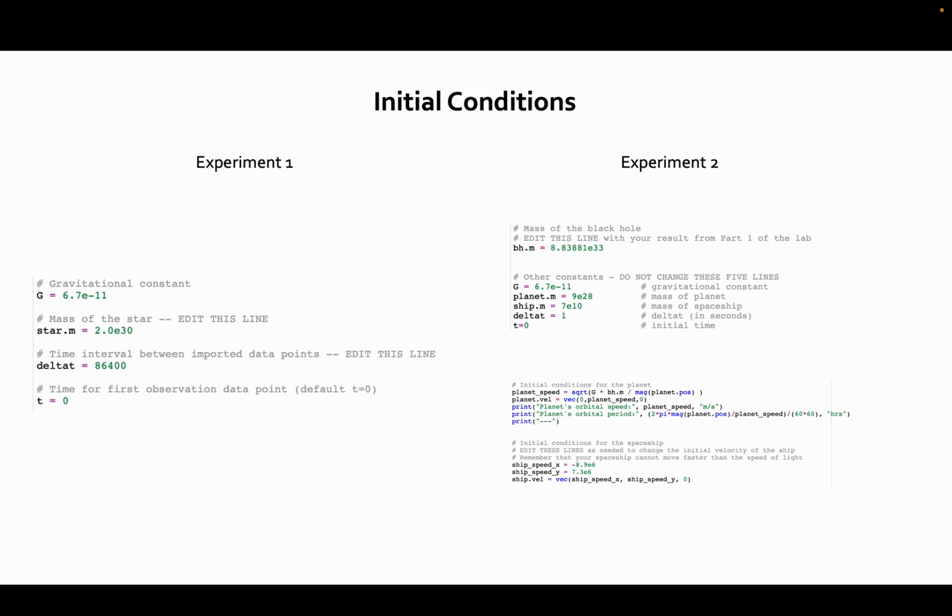The initial conditions for the second experiment include the similar conditions to the first experiment, but it also includes the mass of the black hole, the planet and the ship, and the velocity of the planet and ship.